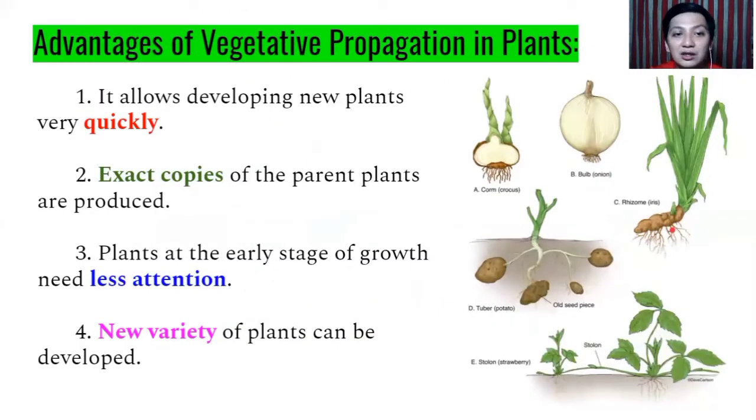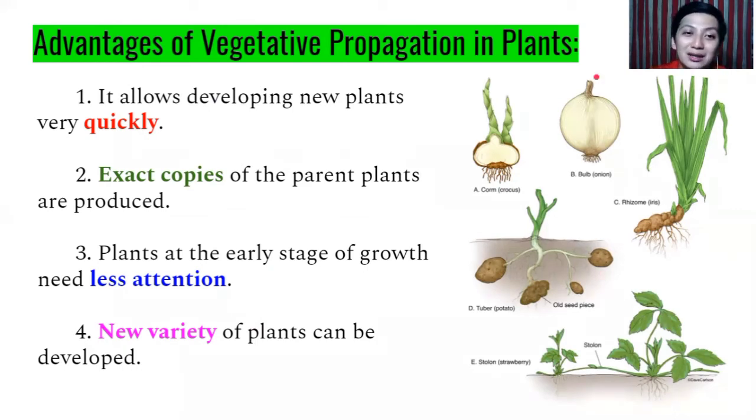Okay, then the advantages of vegetative propagation in plants. Number one, it allows developing new plants very quickly. Number two, exact copies of the parent plants are produced. Number three, plants at the early stage of growth need less attention. And number four, new varieties of plants can be developed in these different types of vegetative propagation. So those are the advantages of this one.